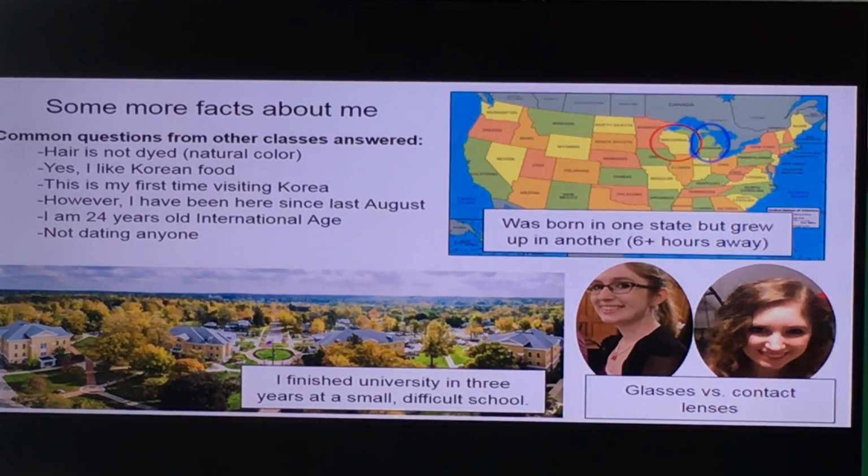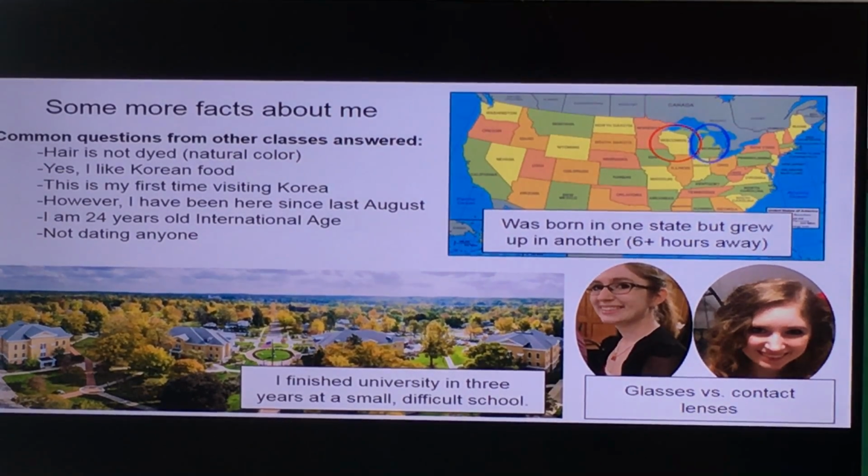Some more facts about me. So usually at this time I would let the students ask whatever questions of me that they want. I'm pretty open about answering these questions, and past classes have enjoyed it. Unfortunately, we can't really do that, so I just gave some answers to the most common questions that students usually ask me. So my hair is not dyed. This is my normal hair color. That's a very common question, but this is my natural hair color.